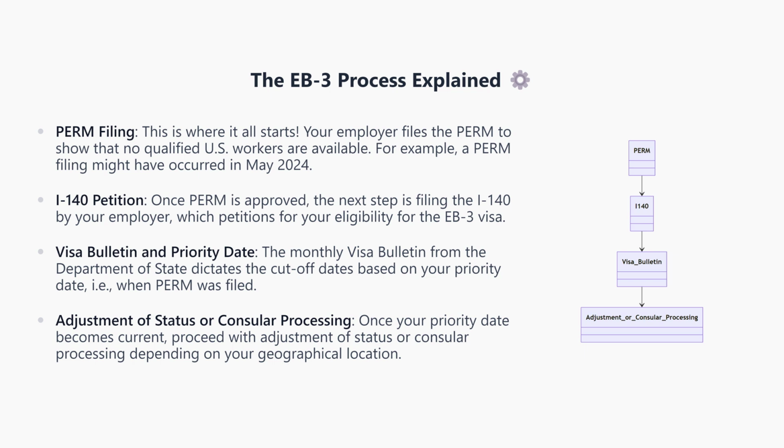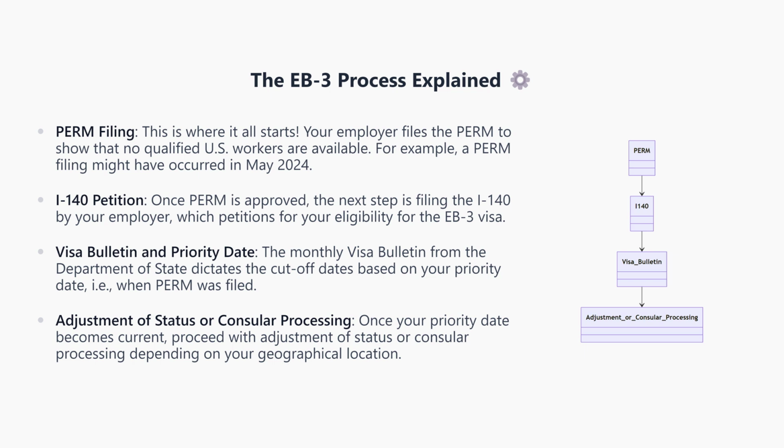The process begins with PERM filing, where your employer demonstrates the lack of available qualified U.S. workers for the position. For example, a PERM might be filed in May 2024. Once approved, the I-140 petition is filed by your employer for your eligibility.